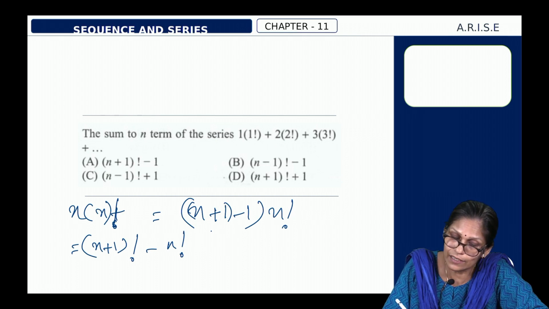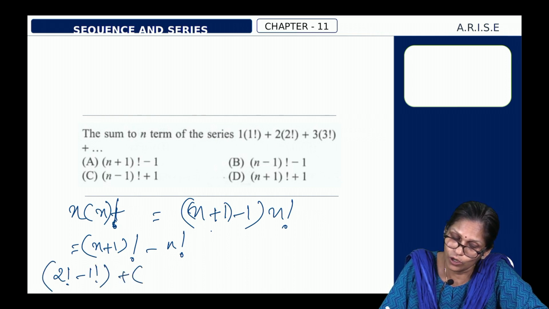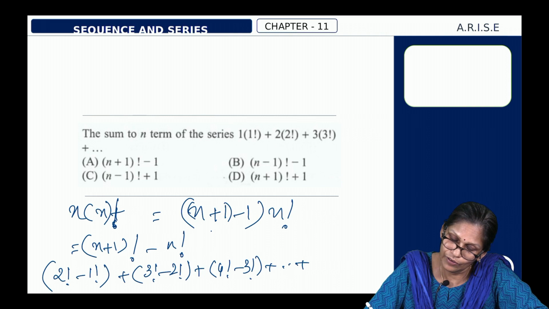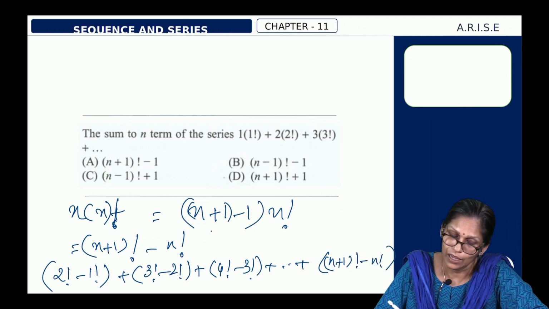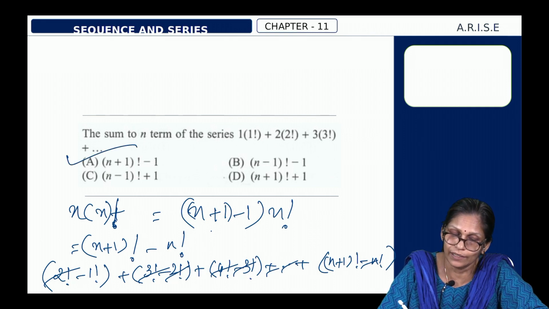Isn't that n plus 1 factorial minus n factorial? So, the general term is this. So, what is the first term? Put n equal to 1. Isn't it 2 factorial minus 1 factorial? Second term is 3 factorial minus 2 factorial, then 4 factorial minus 3 factorial and so on. So, the nth term will be n plus 1 factorial minus n factorial. What are the terms that cancel? So, what is your answer? n plus 1 factorial minus 1 factorial, that is this.